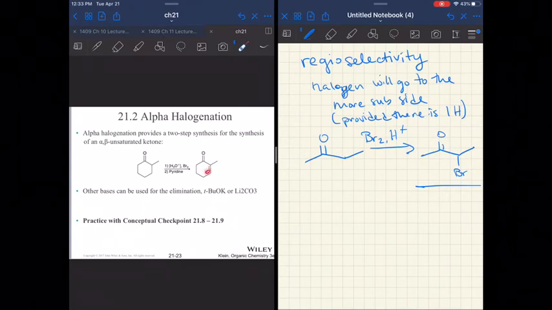This is just looking ahead to some fun synthesis. If you can put a bromine on, you can eliminate it. Once you eliminate it, you can do all sorts of things. You've got a double bond there now. You can do addition reactions.